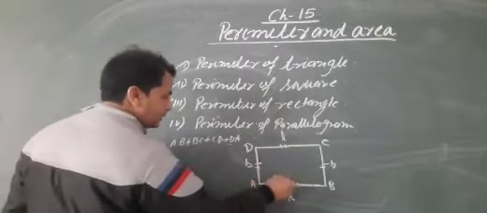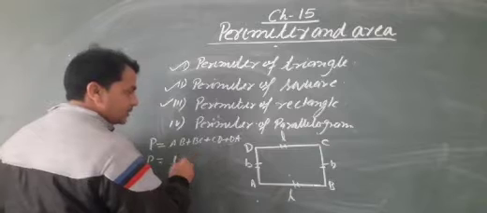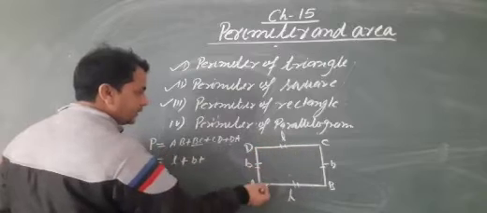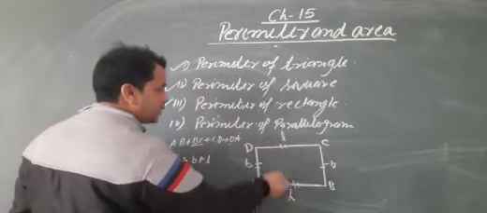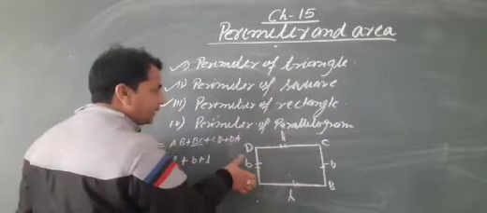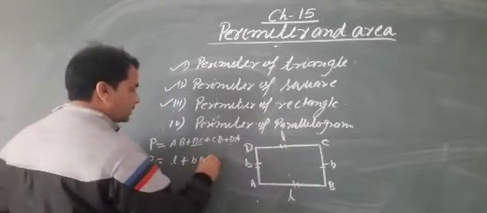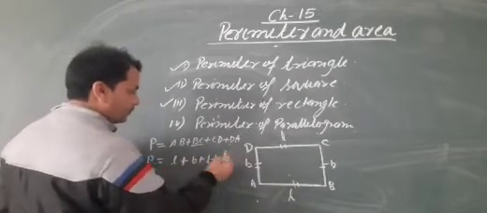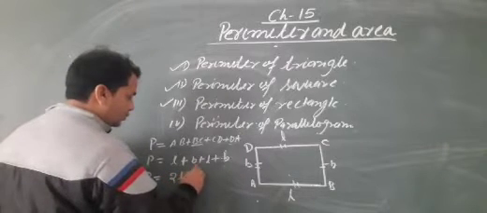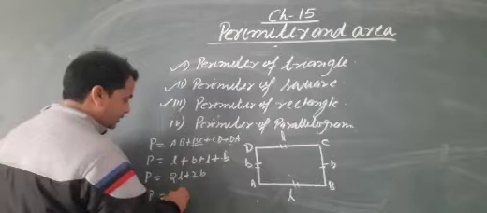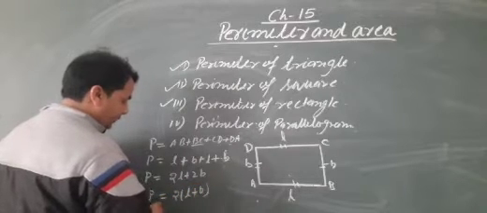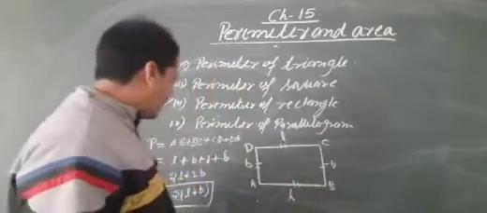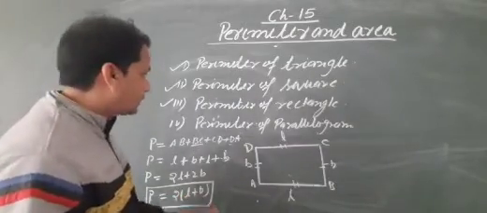AB is the length of the rectangle L, BC is the width B, and CD is also the length. In a rectangle opposite sides are equal, AB equals CD and AD equals BC, so L plus B plus L plus B, which is 2L plus 2B. So the perimeter of a rectangle is 2 bracket L plus B.